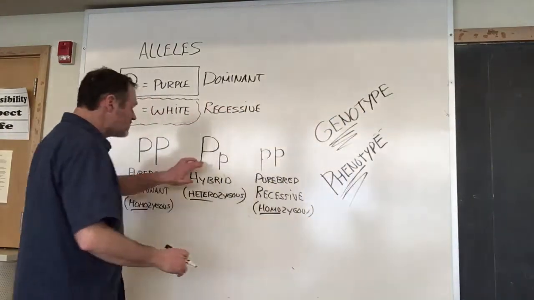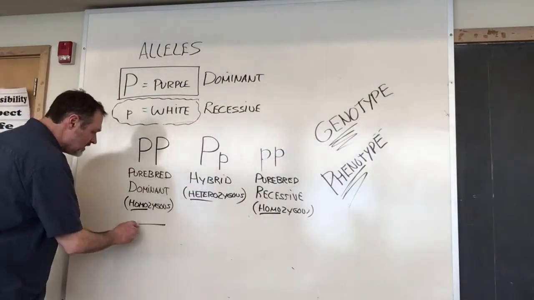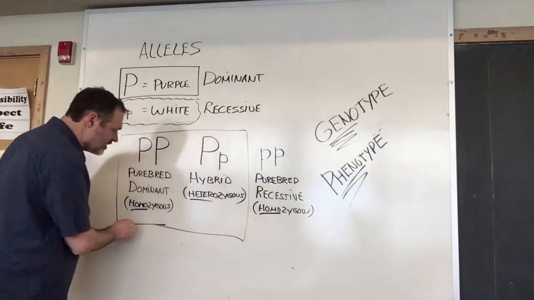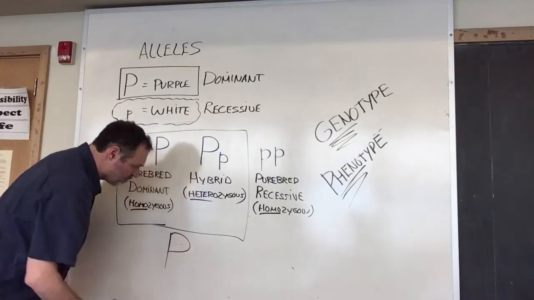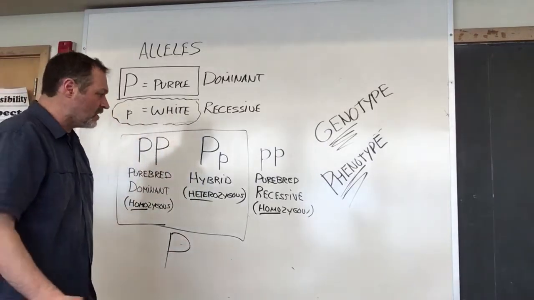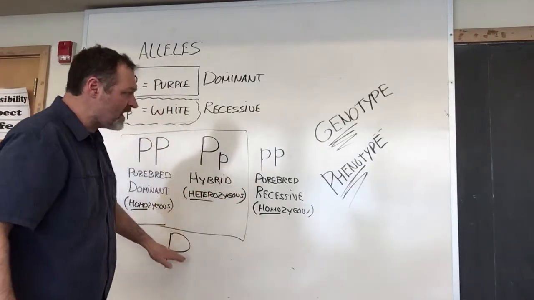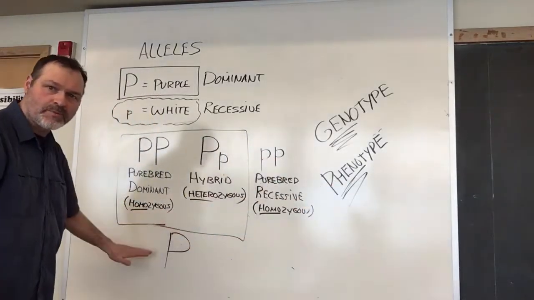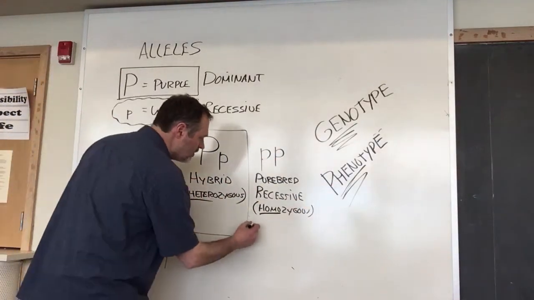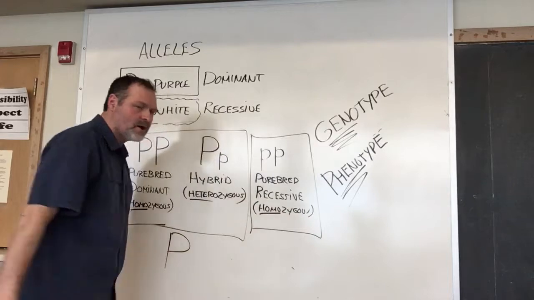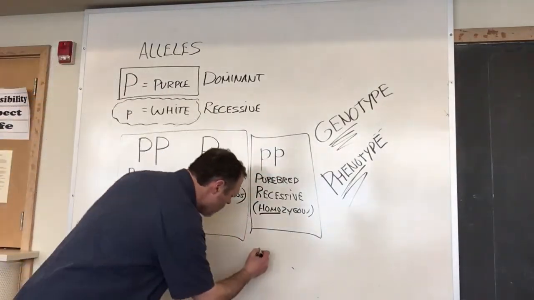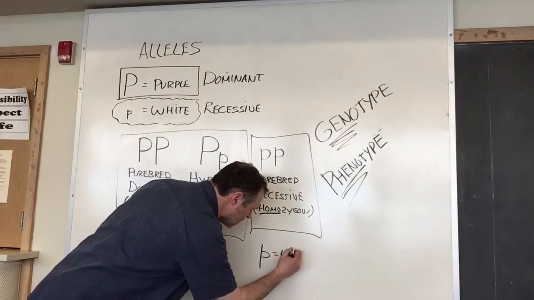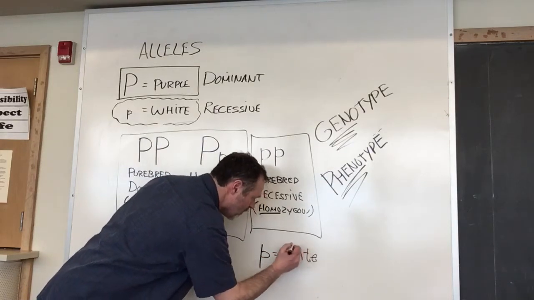So in these two, the allele that shows up, the allele that expresses itself, is going to be the purple allele, the dominant allele. So these then have the phenotype purple. This one is going to be the only one of the three that has the phenotype white. Remember, the lowercase p stands for white.